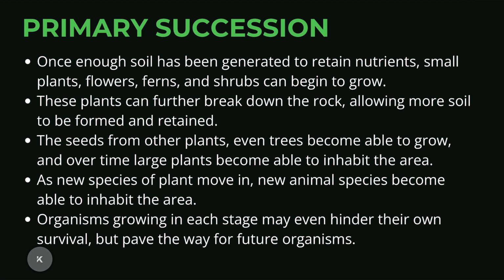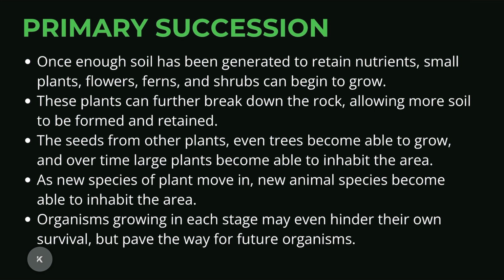Once enough soil has been generated to retain nutrients, small plants, flowers, ferns, and shrubs can begin to grow. Those plants can further break down the rock, and it's going to allow more soil to be formed and retained. Then the seeds from other plants and even trees can start to grow, and over time the larger plants can inhabit that area. With species of plants, animals can come in because animals rely on plants to survive.